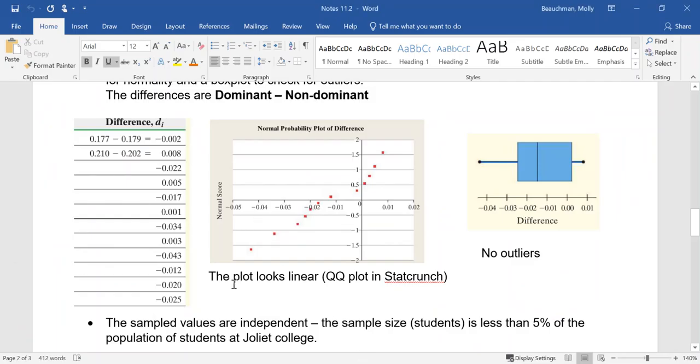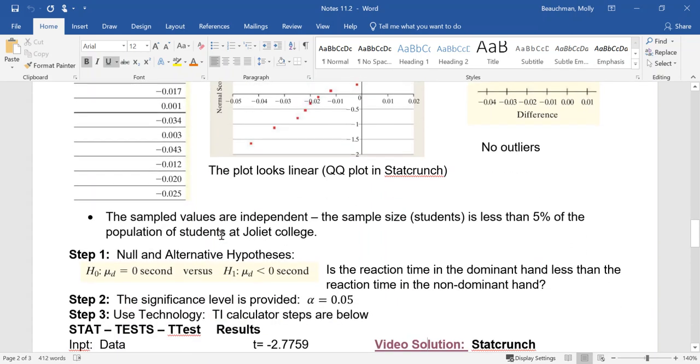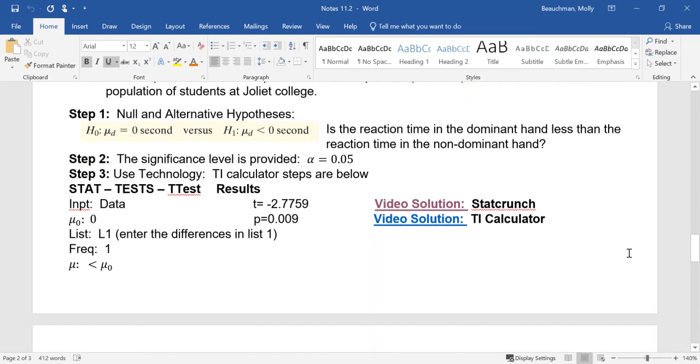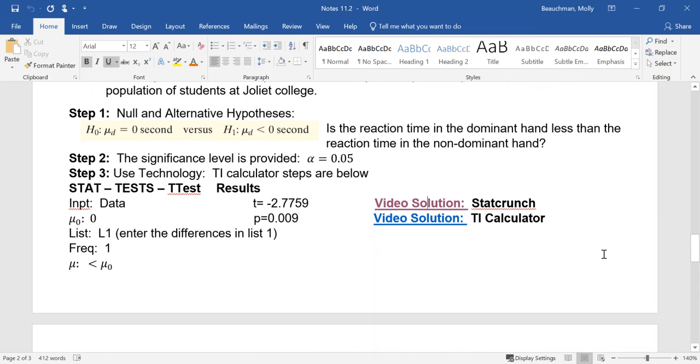So here, the plot looks linear, the QQ plot. So yes, it looks like they come from a normal distribution, and there are no outliers in the box plot. So the sampled values are independent. The sample size of students is definitely less than 5% of the population of students at that college. So now that we have the requirements verified, we're going to go ahead and use the calculator and also StatCrunch.